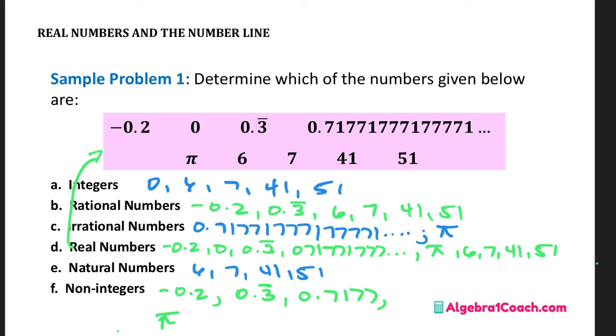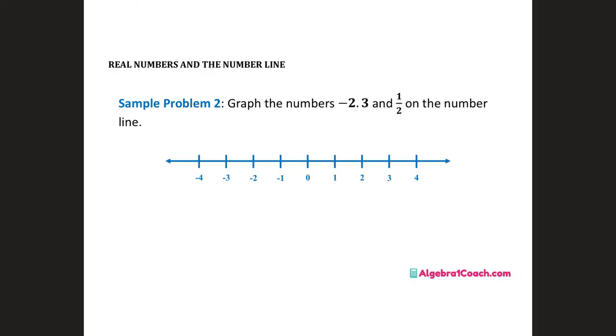For our textbook, you want to concentrate on what integers are, rational numbers, irrational numbers, real numbers, and natural numbers, also called counting numbers. For this slide, let's graph the numbers negative 2.3 and 1/2 on the number line. I'm going to pause the video. You take a moment to draft your number line, and let's compare notes.